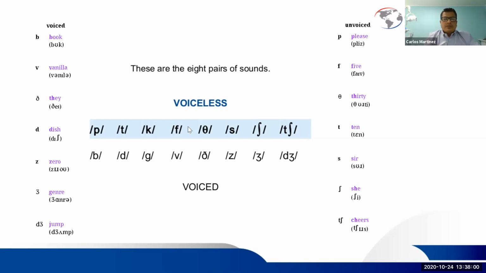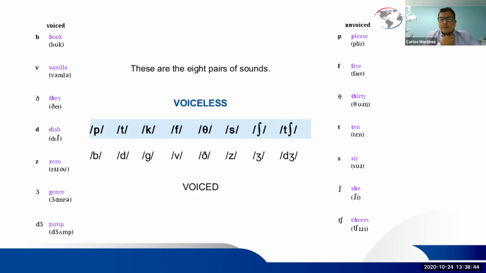For example, we have book, b, book, okay, b, booked. But now we have p, please, p, please, the same position. We have v, vanilla, v, vanilla. And f, five, v, vanilla, f, five. So my voice is collocated in the same position. The only thing that is going to vary is the vibration of my throat.